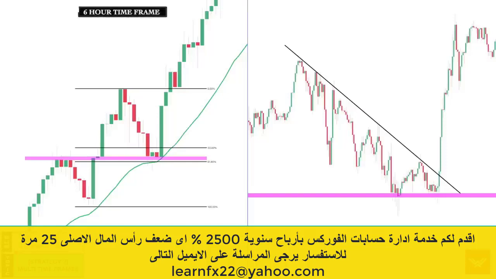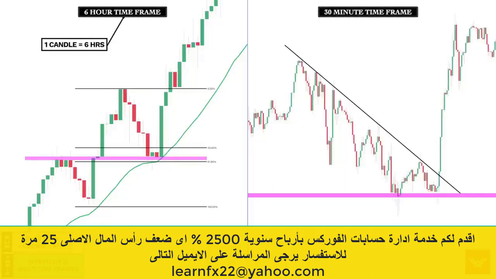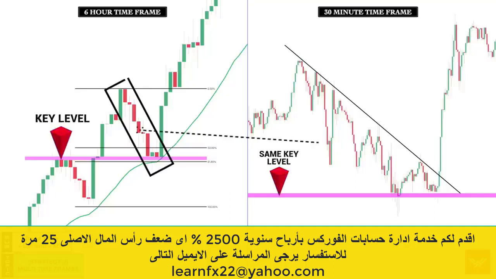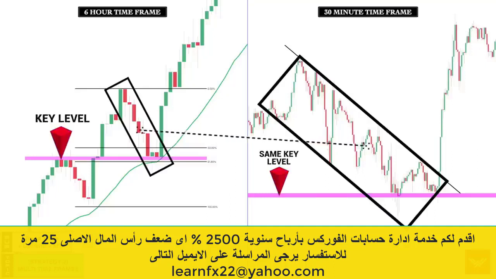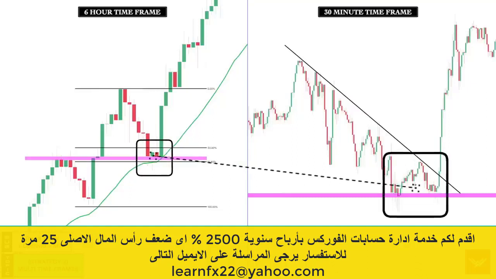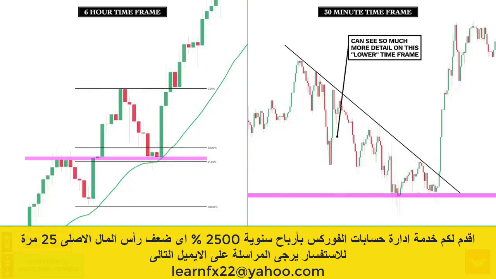The chart on the left is the 6-hour time frame we just looked at, meaning every candlestick represents 6 hours of time. The chart on the right is the same asset but using the 30-minute time frame, meaning every candlestick represents 30 minutes of time. Same key level, same pullback, same area of confluence. Now, notice how on the 30-minute time frame on the right, you can see so much more detail and can actually see the swings of price in comparison to the 6-hour time frame on the left.